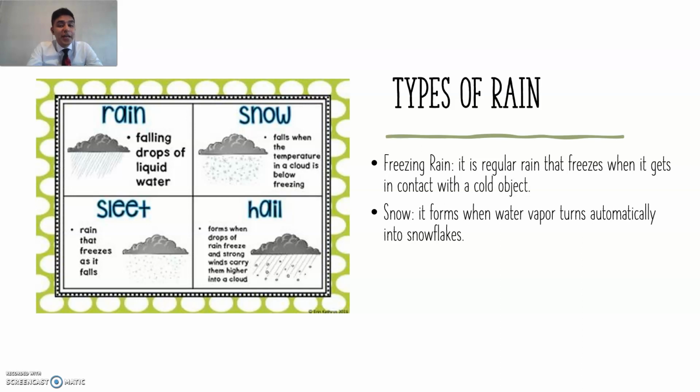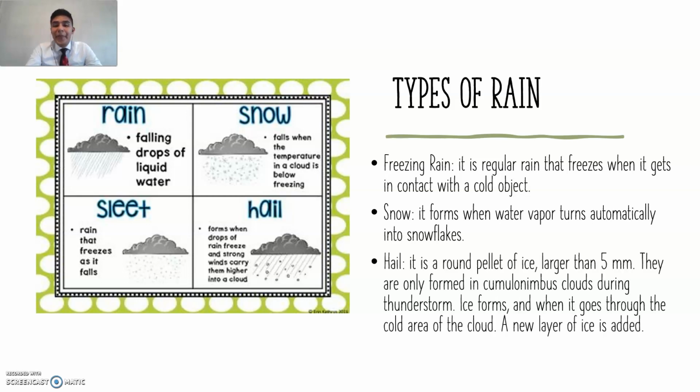We have snow, and it forms when water vapor turns automatically into snowflakes. So in order for this to happen, remember that we need to analyze the dew point. So the dew point needs to be below the freezing point. So when the temperature is below the freezing point, the water vapor is going to turn directly into ice crystals, which in this case are going to be snowflakes. And later on, when precipitation happens, it will come down as the snowflakes that we know.